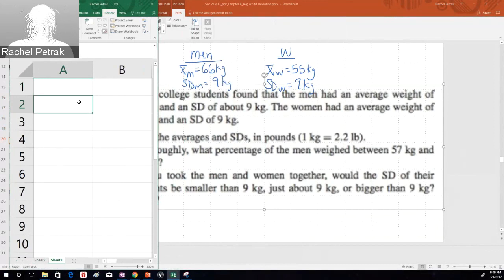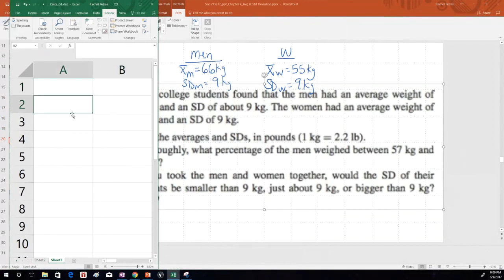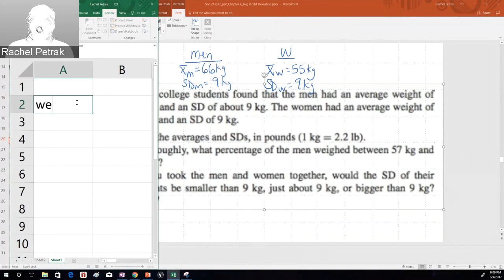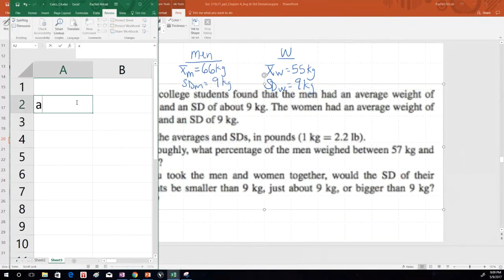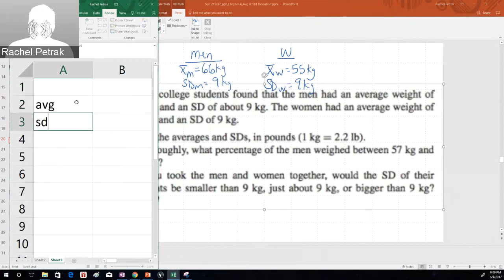So we have our scores here. We have weight. We have an average and a standard deviation. Men. And then we have women.